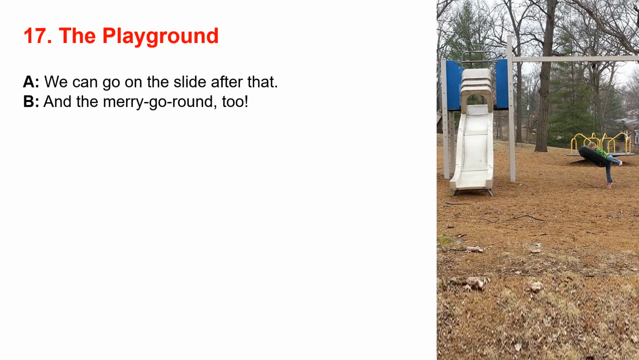We can go on the slide after that and the merry-go-round too. So this is swing. So there is a swing here. This is swing and this is slide. And then this will be merry-go-round. Merry-go-round. So this is swing, slide, and merry-go-round.